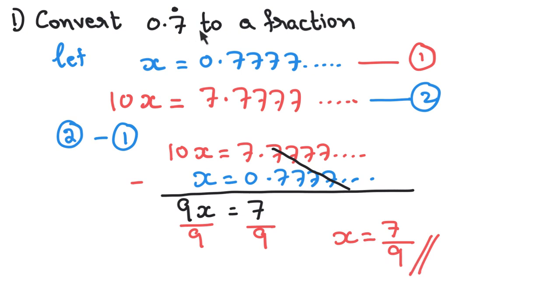No matter what the numbers are, the method remains the same. If two digits are repeating, you multiply the equation by 100. If three digits are repeating, you multiply the equation by 1000. And then you subtract the two equations, do your normal lower grade math, and you will get the answer. So let's try another problem.